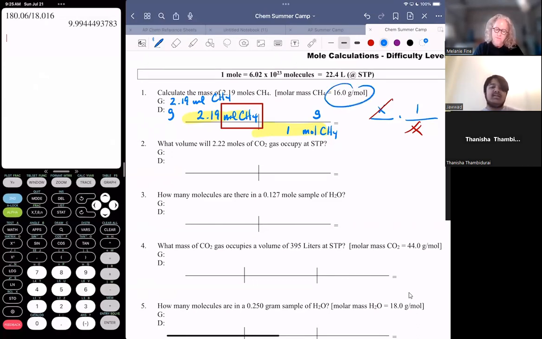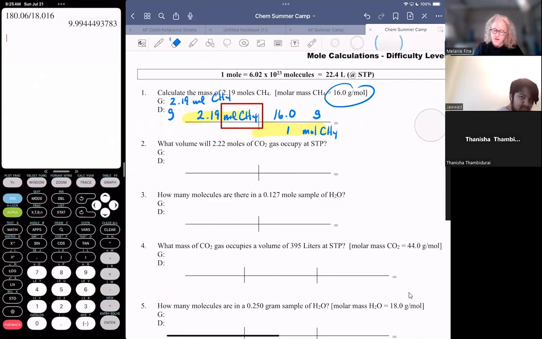16.0, because it's the molar mass of the CH4, right? And if they didn't give us this number in the problem, where would we find it?